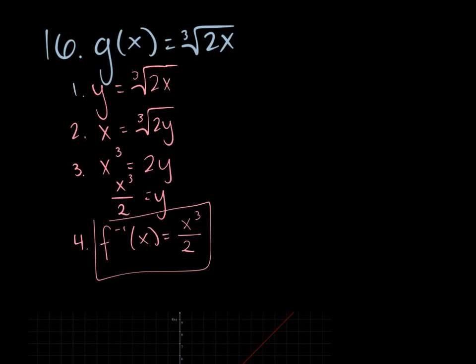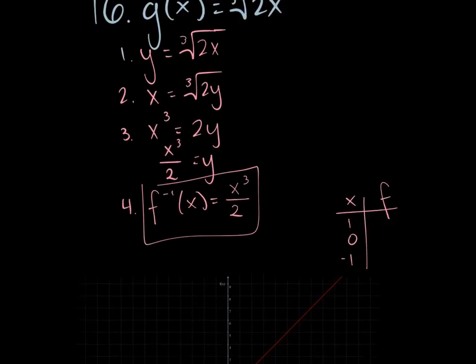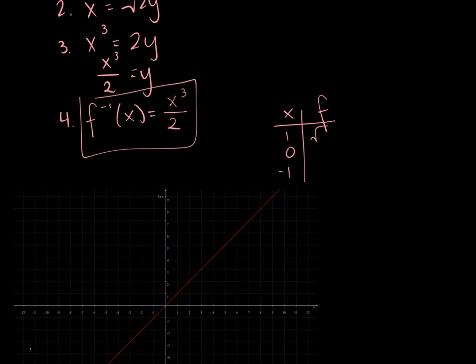So first thing we're going to try and do is graph the cube root of 2x. So again, first thing I'm going to do is plot points. So we've got x and f: 1, 0, -1. If we plug in 1, we get the cube root of 2. If we plug in 0, we get 0. And if we plug in -1, we get the cube root of -2. Okay, let's try 4 and -4 as well. Now we get the cube root of 8, which is 2, and the cube root of -8, which is -2.